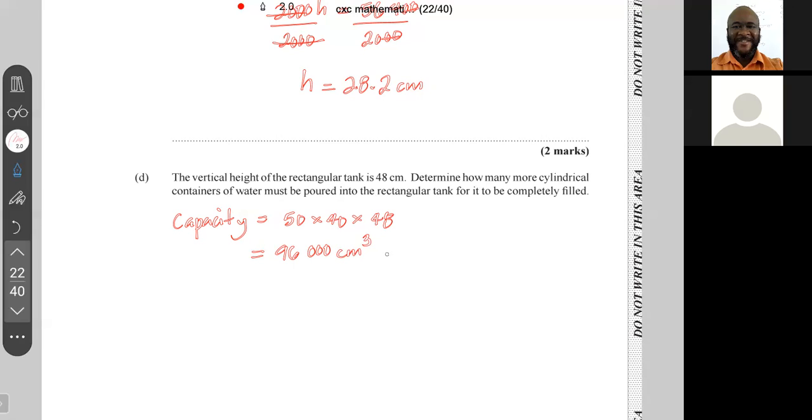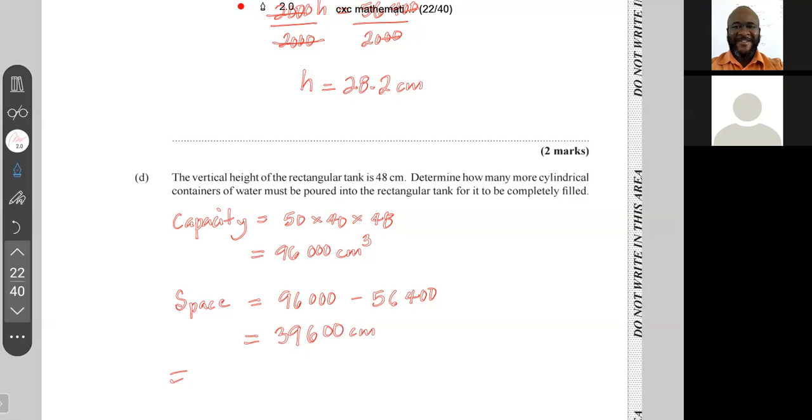Currently, the space remaining is 96,000 minus the 56,400. That's the amount of water space remaining. 96,000 minus 56,400. So this is 39,600.